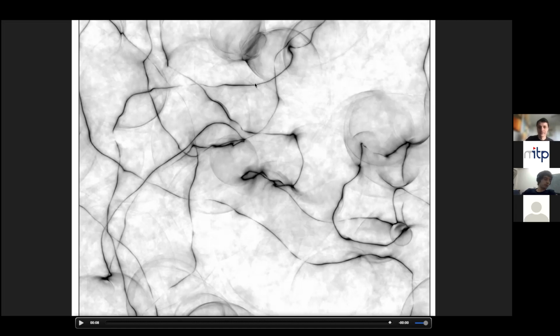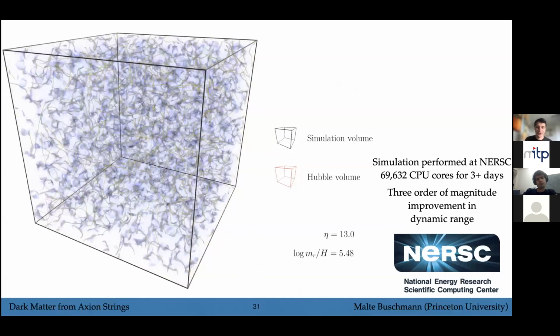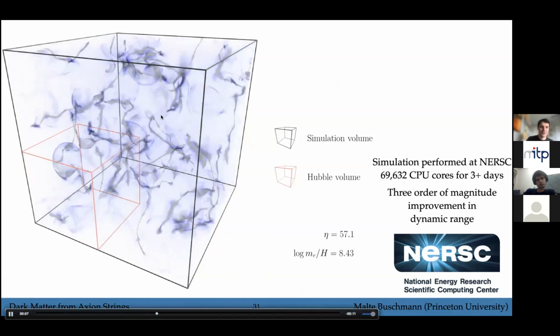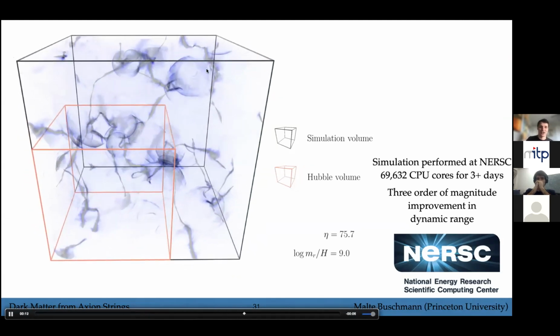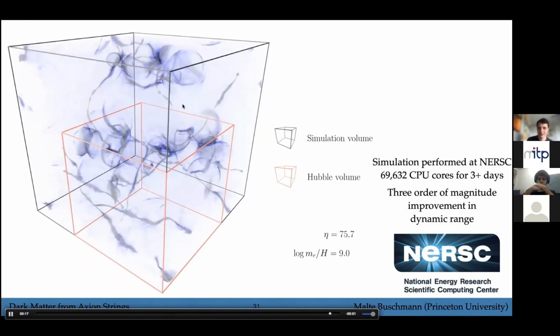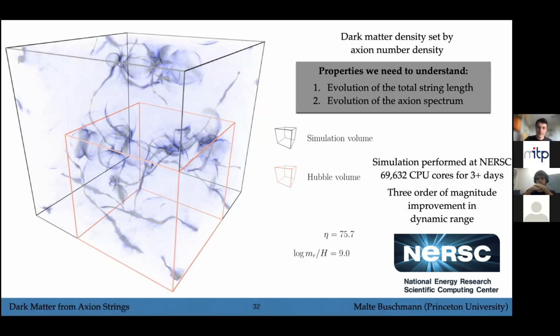Now, of course, our simulation is ultimately in 3D, so this is basically the same kind of animation, but now rendered in 3D, where you can see all the Axion strings roaming around, overlaid with the Axion energy density in halos. And now you can see how these spherical shock waves travel outwards and dissipate over time. Now, the simulation was rather large. We used about 70,000 CPU cores for about 3+ days. But ultimately, we were able to get a 3 order of magnitude improvement in dynamic range.